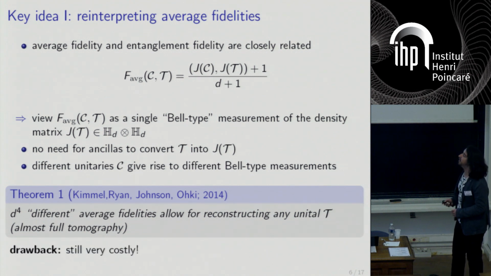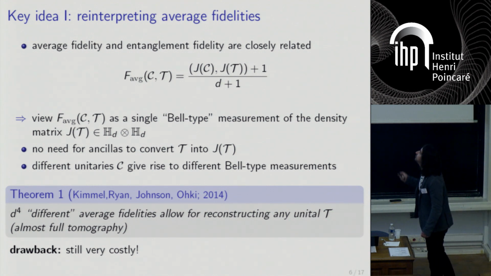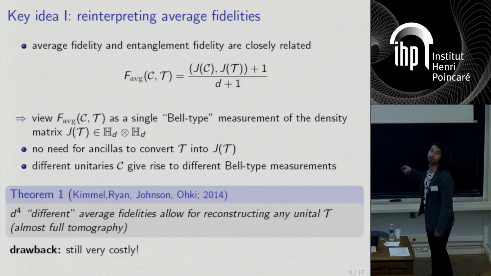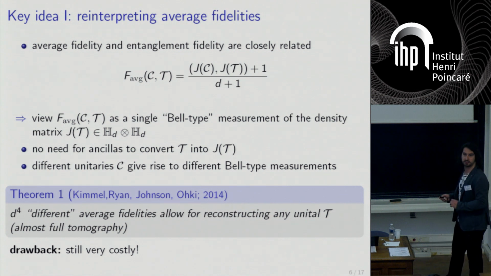There's an obvious drawback of this. This is still very costly. We haven't done any dimension reduction. We still need to play this game on the order of d to the 4 many times in order to do full process tomography for arbitrary channels. But this is the first main ingredient.